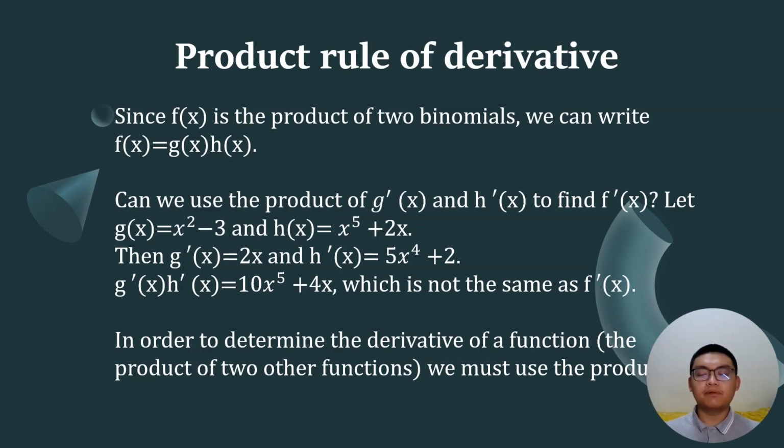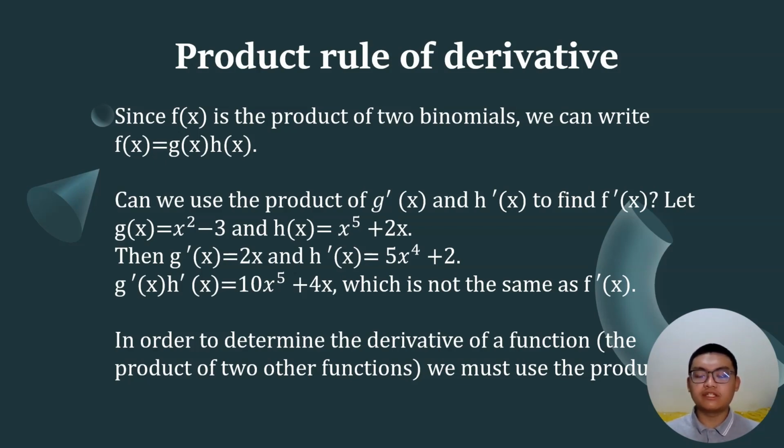But if we multiply g of x and h prime of x, we get g of x times h prime of x equals x squared minus 3 times 5x to the power of 4 plus 2, which equals 5x to the power of 6 plus 2x squared minus 15x to the power of 4 minus 6. Clearly, this is not the same as f prime of x.